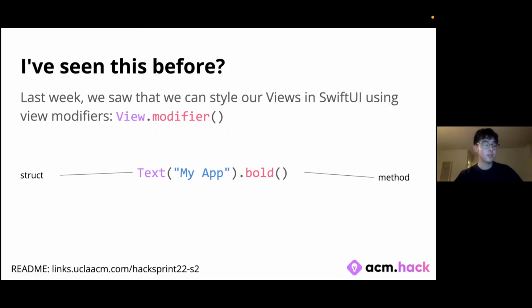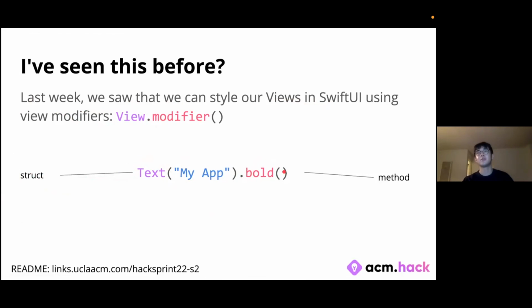Going really fast, it looks like we've seen this before. Last week, we saw that we could style our views in SwiftUI using view modifiers, so view.modifier. An example of this is Text my app, and then we can make the text bold. This is very similar syntax to what we just saw with structs. We have a Text struct, and then we call a method within it called bold, which would bold the text.